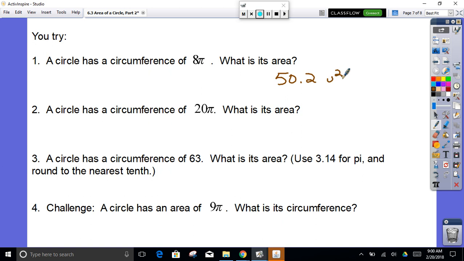We'll just say u squared for units. I did not specify on this one. Okay, any questions about number 1? Okay, number 2, Violet. What's the area of that circle? Good, 314. We'll just say u squared.